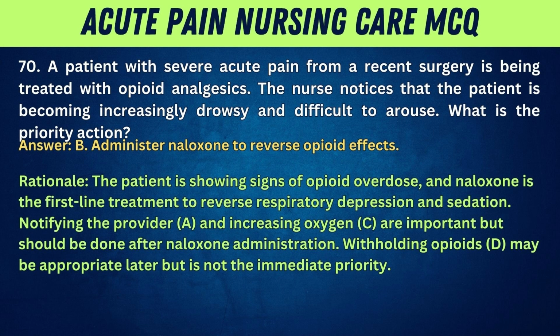Answer: B. Administer naloxone to reverse opioid effects. Rationale: the patient is showing signs of opioid overdose, and naloxone is the first-line treatment to reverse respiratory depression and sedation. Notifying the provider, A, and increasing oxygen, C, are important but should be done after naloxone administration. Withholding opioids, D, may be appropriate later but is not the immediate priority.